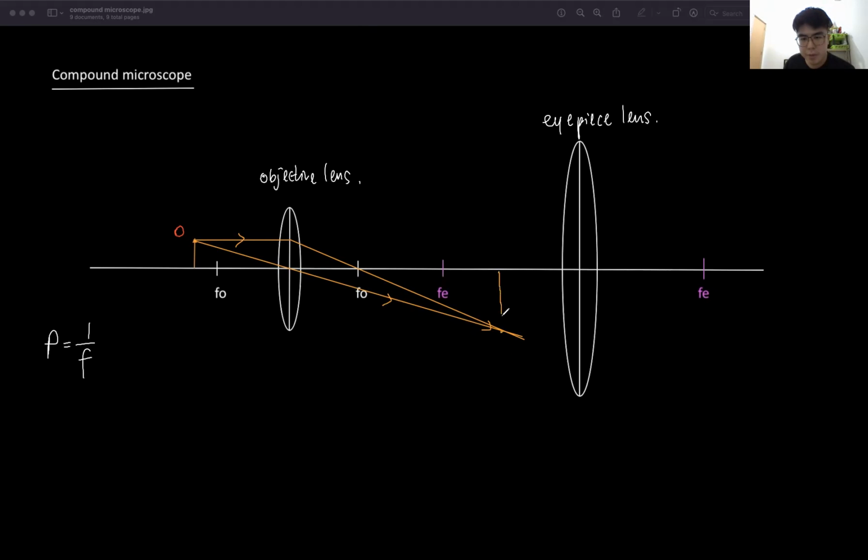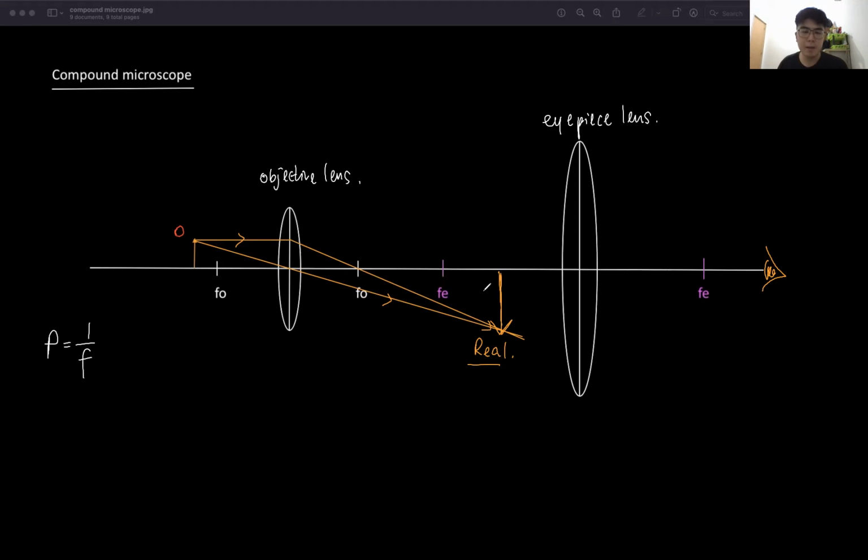Is it a real image or is it a virtual image? Is it the same side as the eye? Eye on the right side. Don't look at the eyepiece lens, only look at the objective lens. Is it on the right side, the same side as the eye, or the opposite side? Same side, right? Right side of the lens. So this is a real image. Now remember, the objective lens must form a real image. If it forms a virtual image, then you cannot see the final image. It must be a real image.